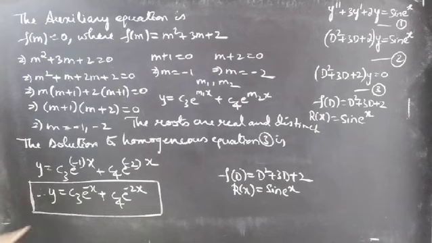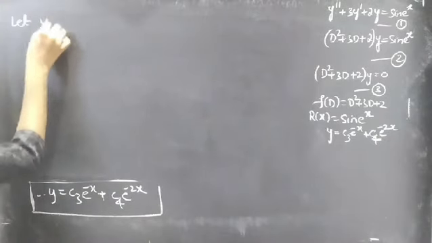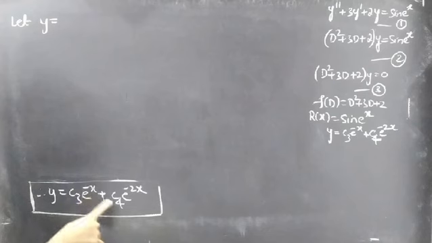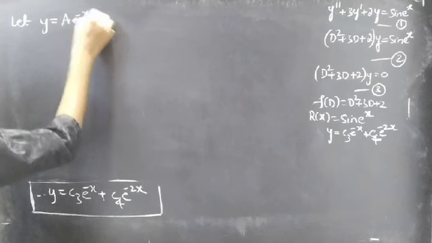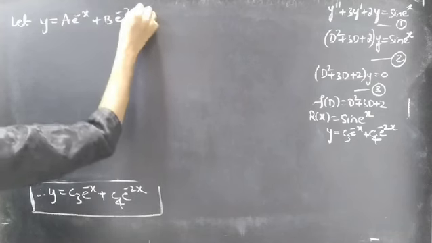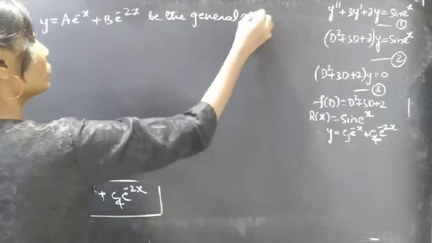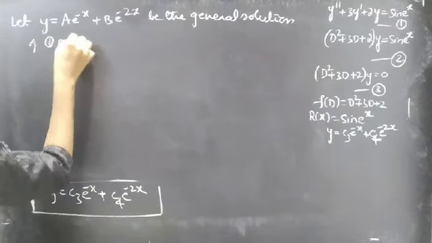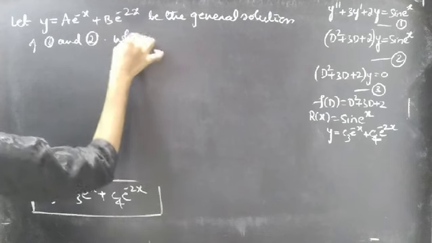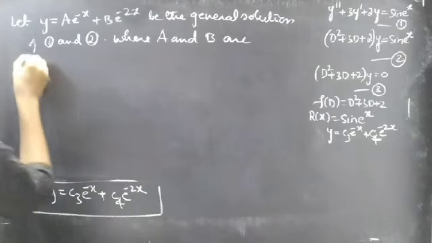Now using this solution, we'll find the general solution of equation 1 and equation 2. Let y equal to, now replace C3 and C4, the constants or parameters, with some functions of x, A and B. We'll get y equal to A e power minus x plus B e power minus 2x as the general solution of equation 1 and equation 2, where A and B are functions of x.